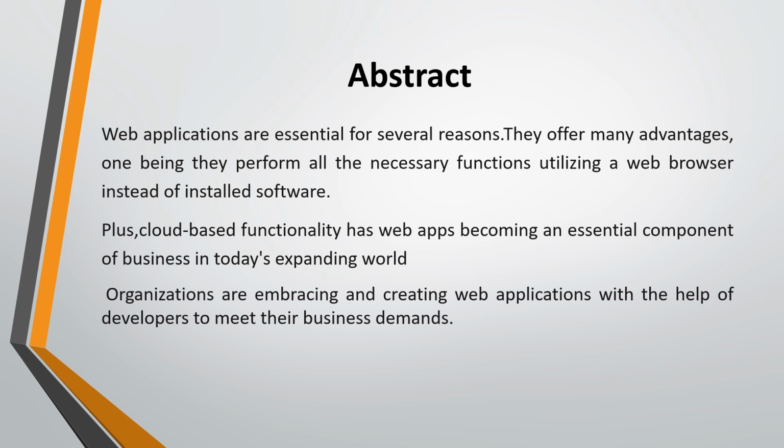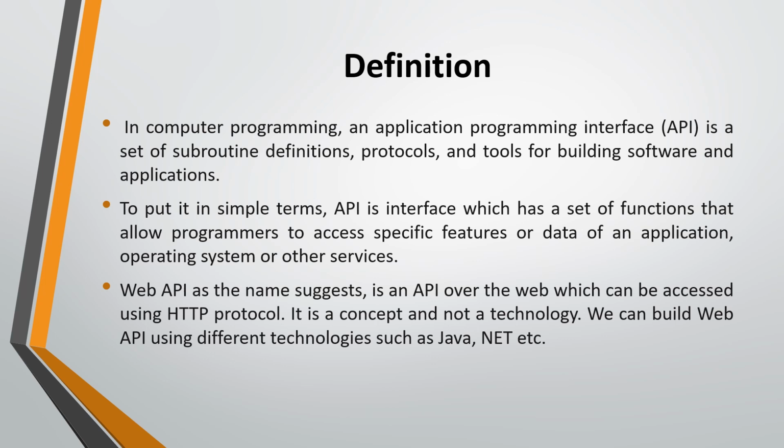So, what is the definition of an API? As per Wikipedia, an API is a set of subroutine definitions, protocols, and tools for building software and applications. To put it in simple terms, an API is an interface which has a set of functions that allow programmers to access specific features or data of an application, operating system, or other services.